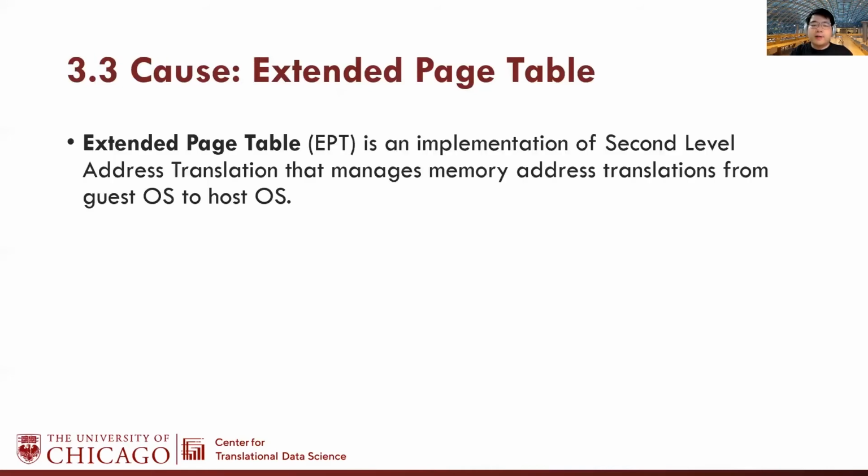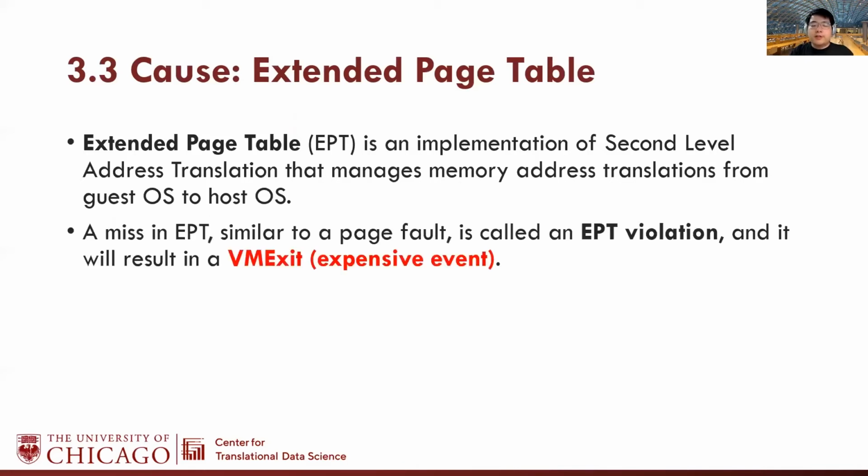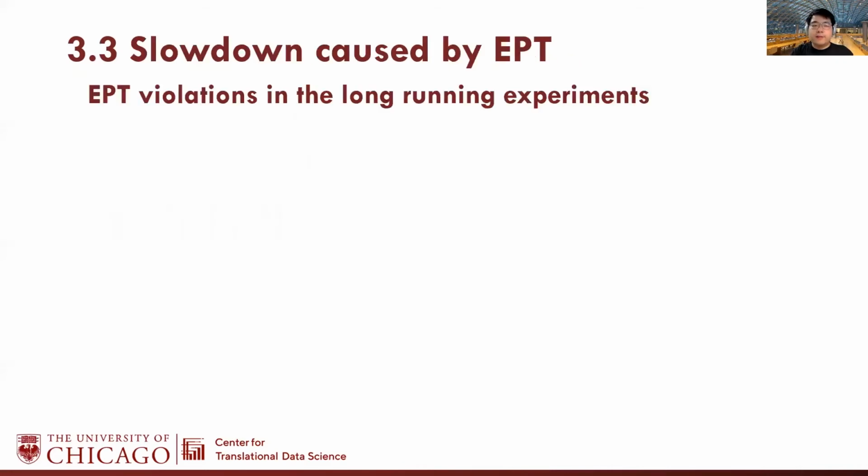After a long investigation, we found that the extremely high system CPU usage and memory slowdown are mainly caused by the extended page table. Extended page table, or EPT, is an implementation of second-level address translation to maintain memory address translations from guest OS to host OS. A miss in EPT, similar to a page fault, is called an EPT violation, and it will result in a VM exit, which is a very expensive event.